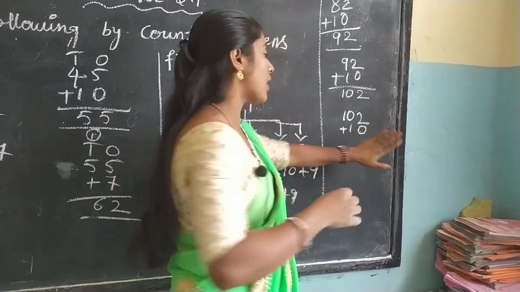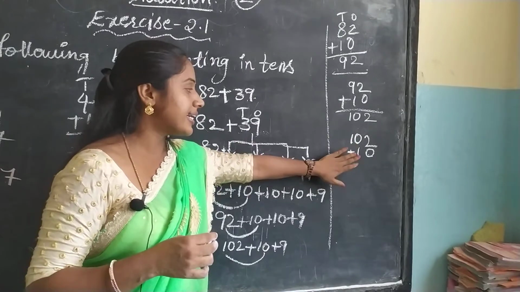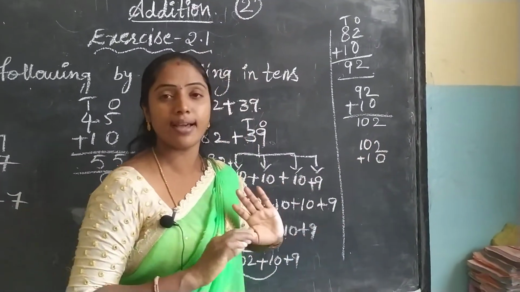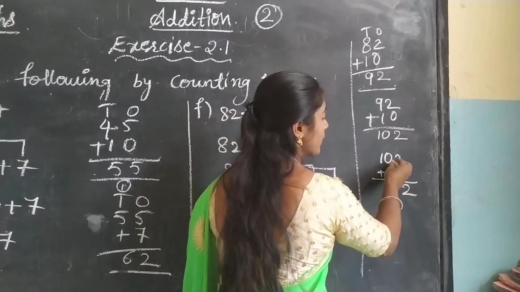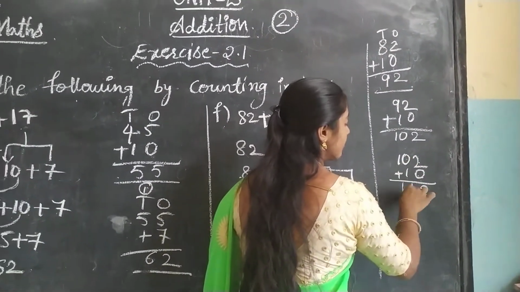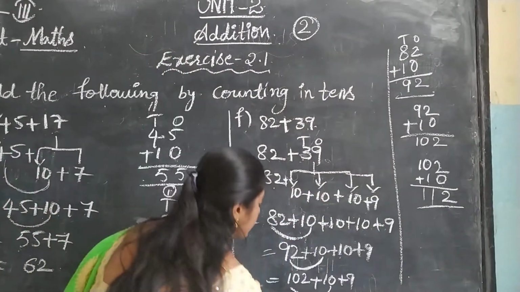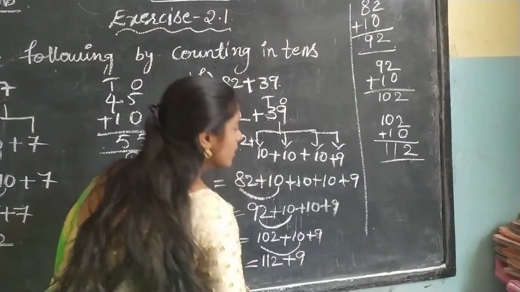This also you have to arrange column wise. Ones column, tens column, hundreds column. 10 is a 2 digit number now. You should arrange ones and tens. Hundreds, here nothing is there. So first 2 plus 0 is equal to 2. 0 plus 1, 1. Here 1, as it is, you should write. So how much? 112. 112, as it is, 9 you should write down.